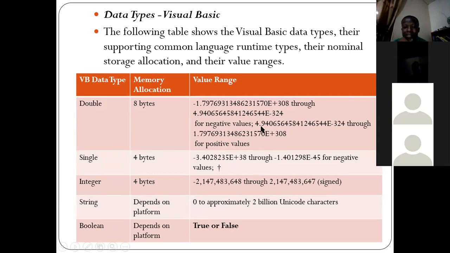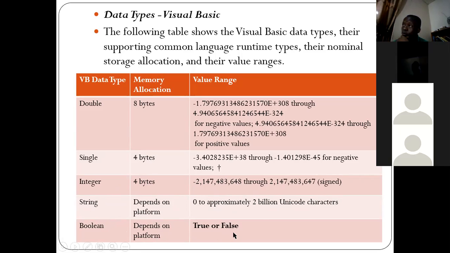As you can see, there's a dot here, 4.9. The dot there makes it a real number. Integer is actually a whole number, so here we don't have any period sign. Points are not in there. String stores characters, a sequence of characters, 0 to approximately 2 billion Unicode characters. So they are different characters. You can have the Chinese type of characters, that one is also there.